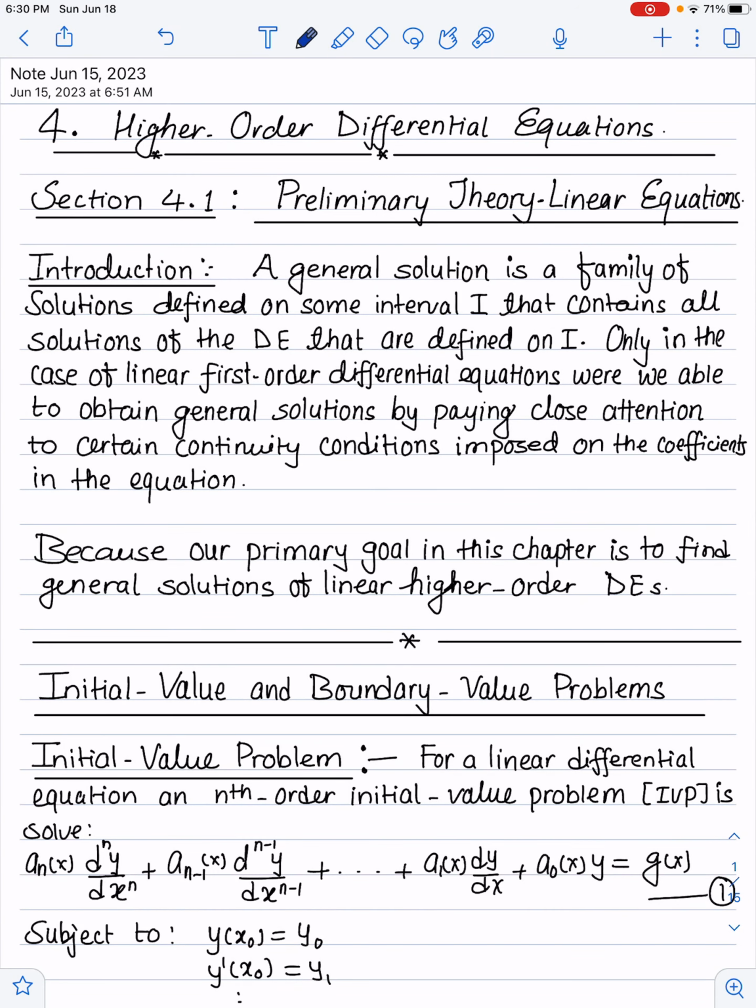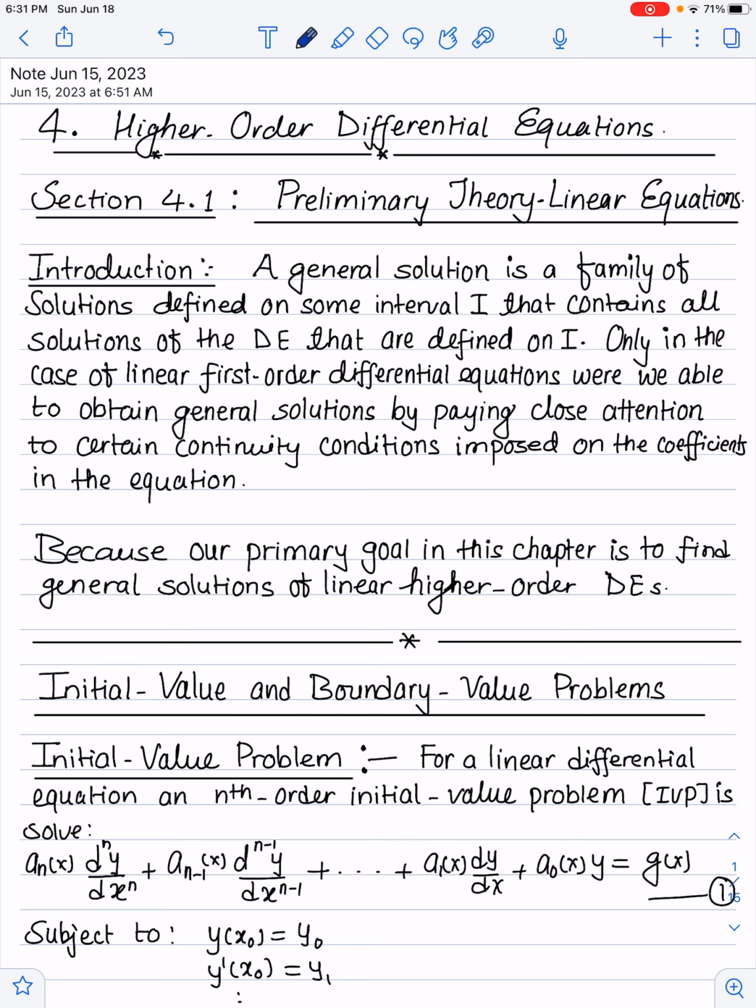Chapter 4 Higher Order Differential Equation, Section 4.1 Preliminary Theory of Linear Equations. In this lecture video we will discuss the preliminary theory of linear equations of higher order differential equations, and in the next videos we will talk about the methods to solve higher order differential equations.